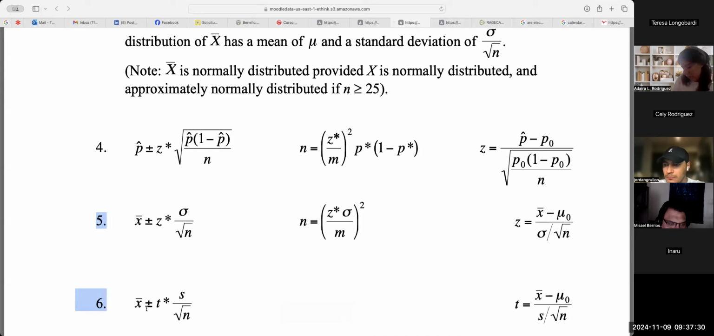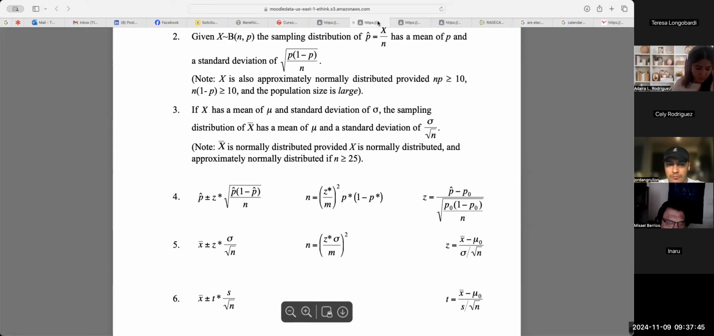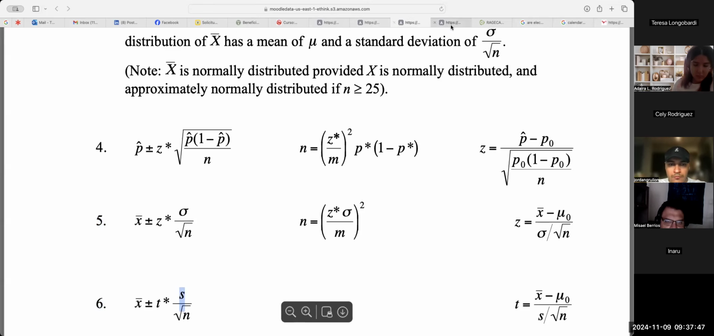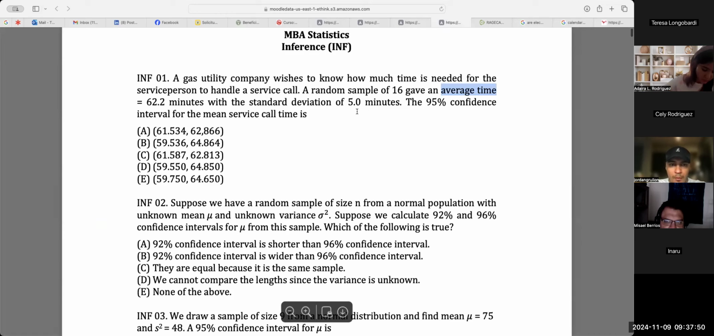Now, which one is it, 5 or 6? The second thing, now that we know it's the mean, is we have to read whether they give you the standard deviation or don't give you the standard deviation. So that's what you read next. Do they give me the standard deviation? Who says they give me the standard deviation? Put it in the chat. Do they give me the population standard deviation? Yes or no?